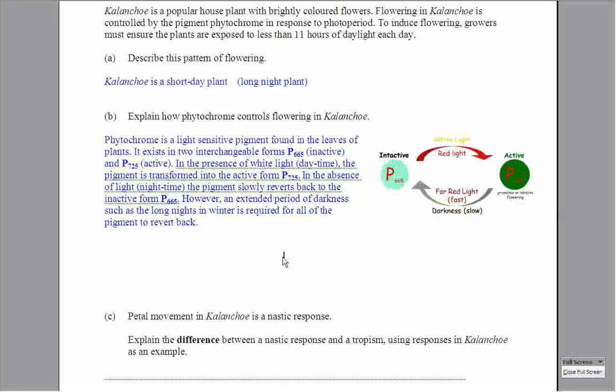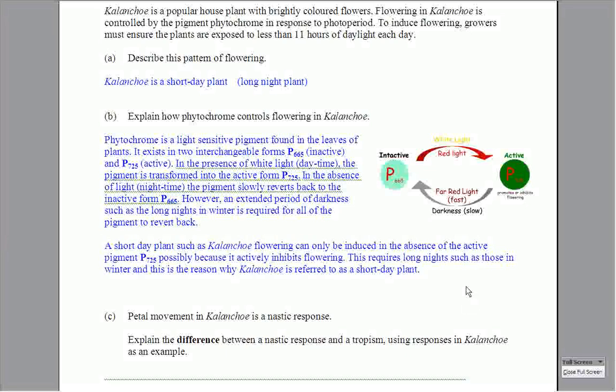Okay, so we'll just run through that quickly. Phytochrome is a light-sensitive pigment found in the leaves of plants. It exists in 2 interchangeable forms, P665 inactive and P725 active. In the presence of white light during the daytime, the pigment is transformed into the active form. In the absence of light, nighttime, the pigment slowly reverts back into its inactive form, P665. However, an extended period of darkness, such as the long nights in winter, is required for all of the pigment to revert back.